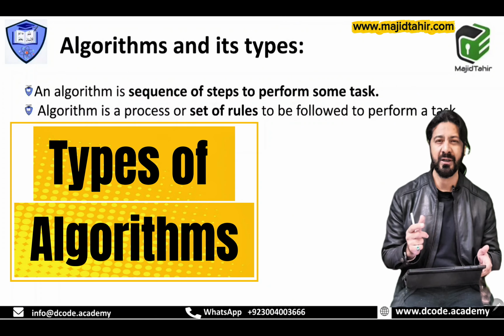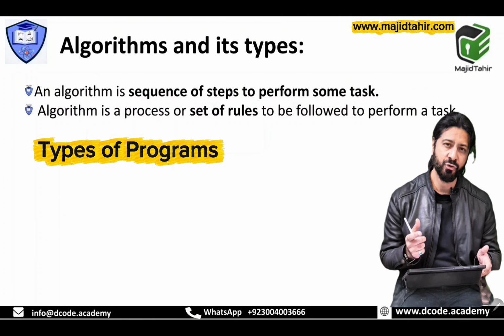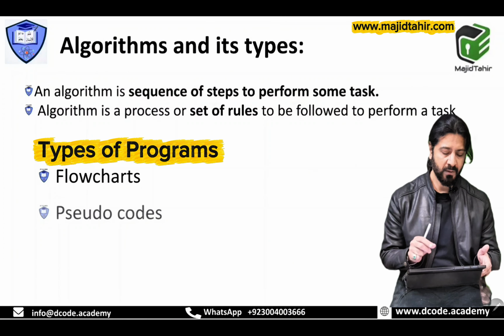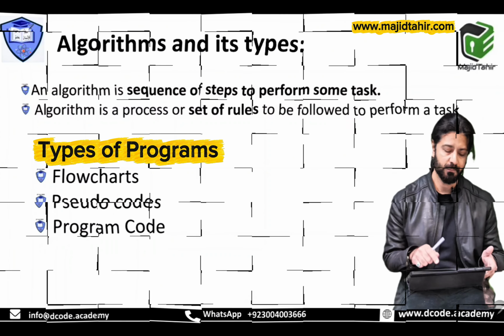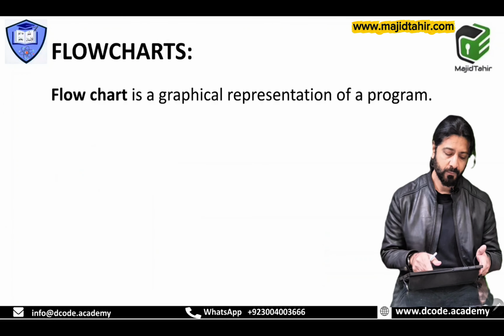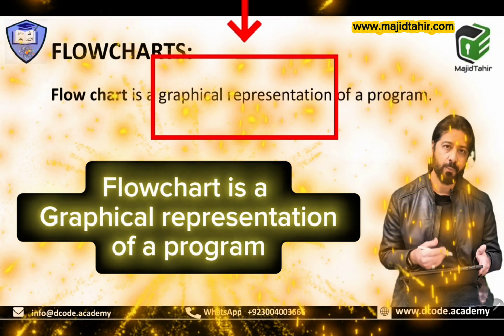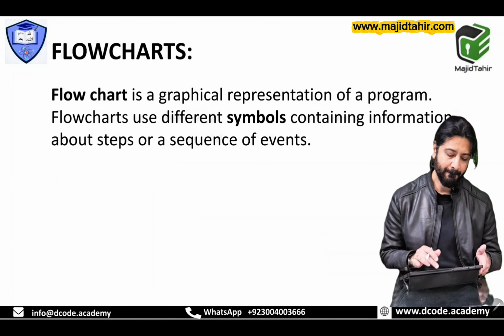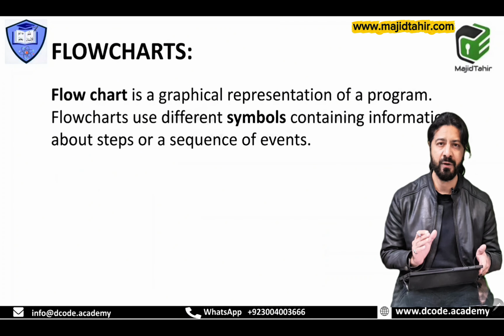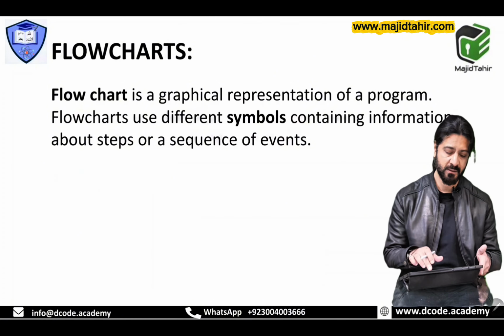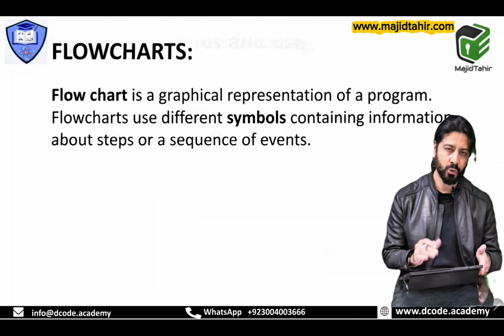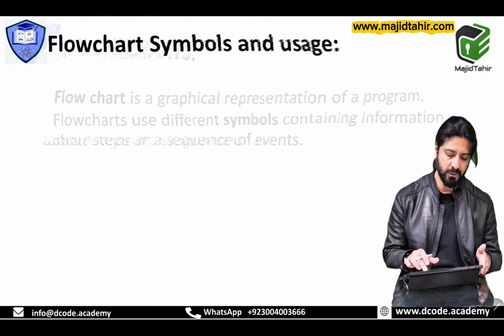So we have different types of algorithm. First of all, we have flowcharts, then we have pseudocodes, and then we have program code. Then we have flowcharts. Flowchart is a graphical representation of a program. Flowchart uses different symbols containing information about steps or sequence of steps. So first we are going to see the flowchart symbols.